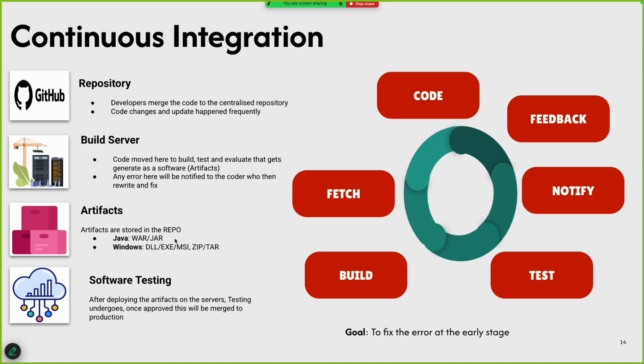So code will be built, tested and evaluated, and generated as software, which is called artifacts. While building the code, any errors will be notified to the developers. Again, they will rewrite the code. This happens as a continuous loop. Artifacts are stored in a repo. There is a repo for that also, so it will be stored.